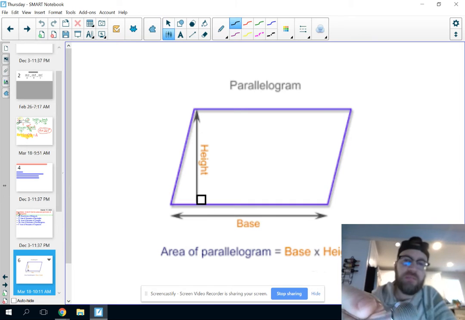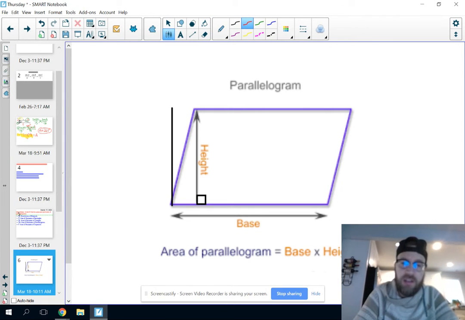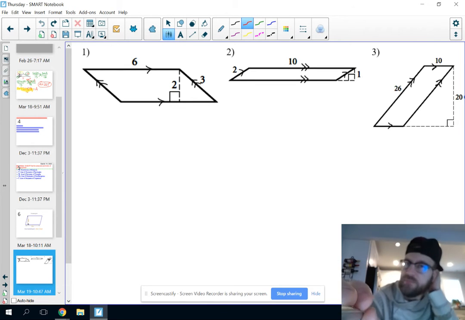Sometimes the height might be drawn outside of the parallelogram. So you might see a height drawn outside like this, as long as it's perpendicular. So as long as you see that right angle symbol in here, then you can assume it's the height. So let's look at a couple problems.